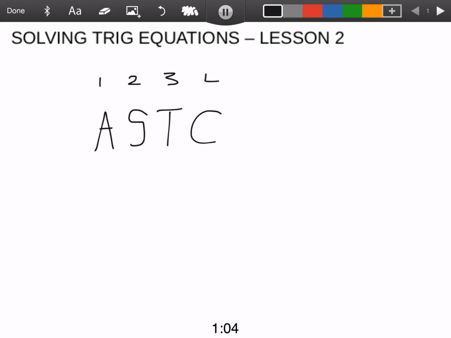First, second, third and fourth quadrants. In the first quadrant, it's important these letters are in this order. In the first quadrant, between 0 and 90, all of them are positive, and to get the first quadrant answer, that's the answer from the calculator. In the second quadrant, the S stands for sin. It's only sin that's positive, and to get a second quadrant answer, you do 180 take away the calculator answer.